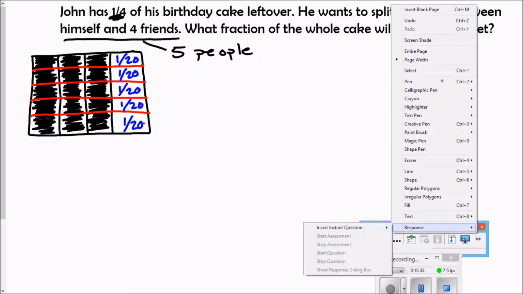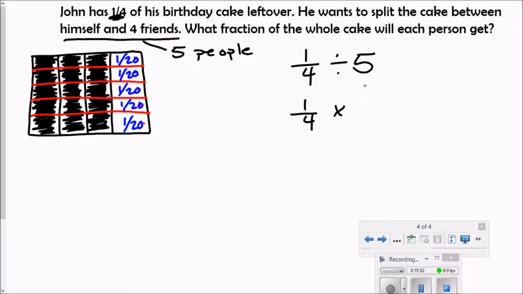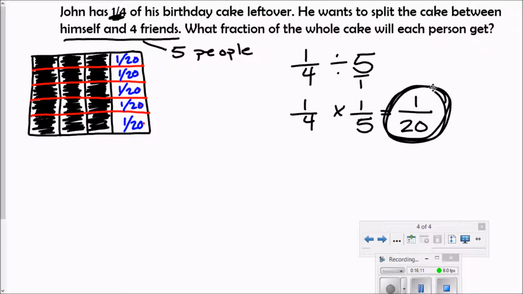And I need to go back and rewrite my expression for this problem, which is 1/4 divided by 5. I'm going to use the same inverse reciprocal method, and that is going to be 1/4 times 1/5, and then I multiply the numerators. 1 times 1 is 1, 4 times 5 is 20. So each person will get 1/20th of the whole cake.